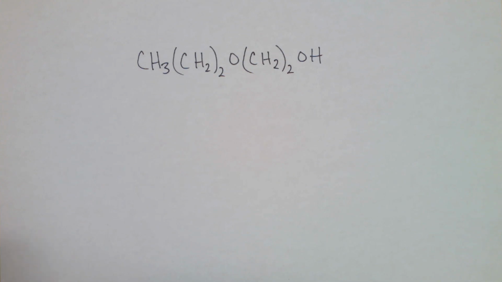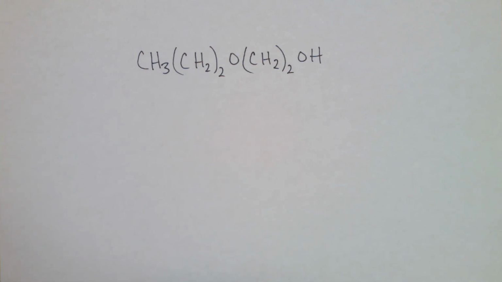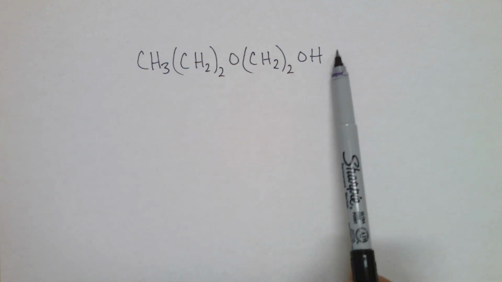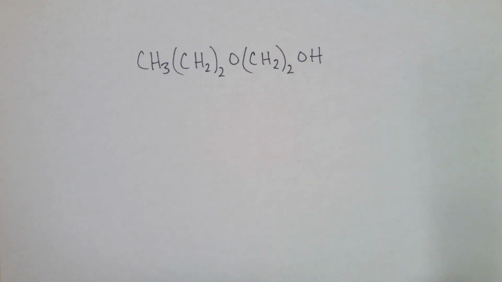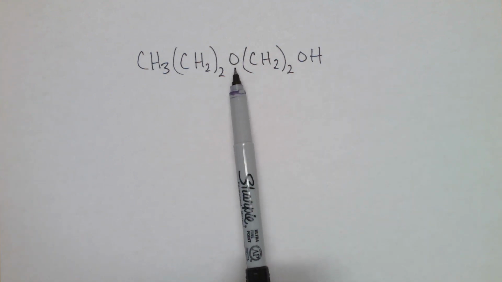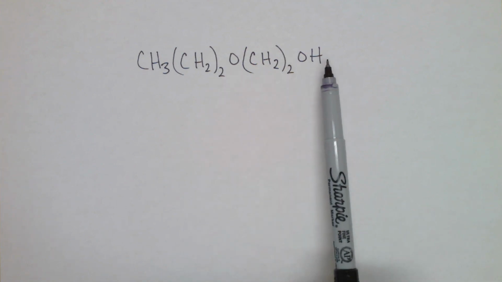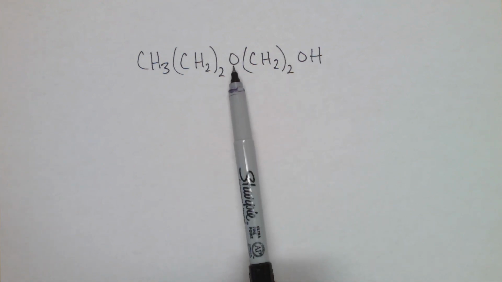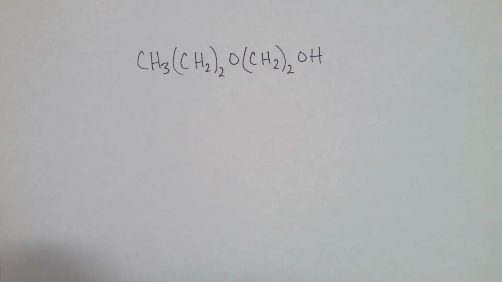Let's convert this condensed formula into a Lewis structure. The first thing I'll notice here is we have this carbon chain. We have that OH group at the end. This is the alcohol functional group. And I also see this heteroatom. Hetero means an atom other than carbon and hydrogen. This is an oxygen. Notice that the oxygen isn't bonded to a hydrogen like it is here. That means that this oxygen is going to be within this chain. This is called an ether functional group.